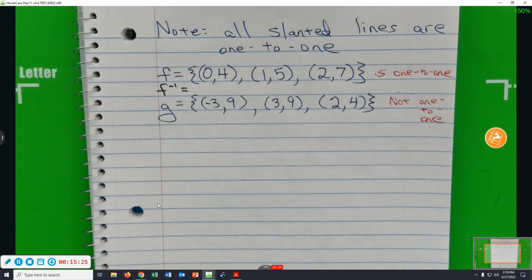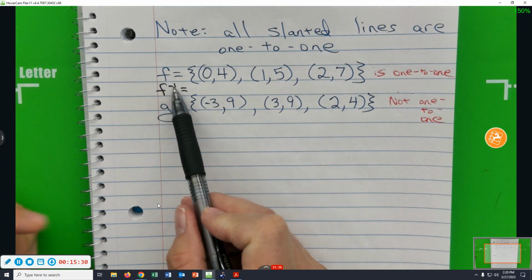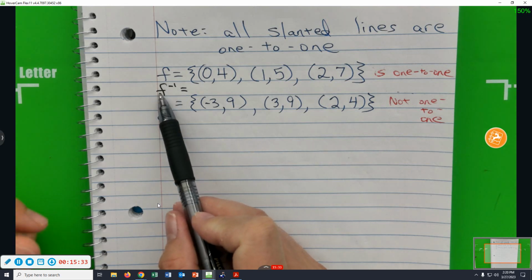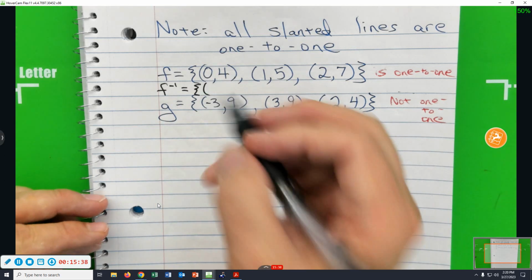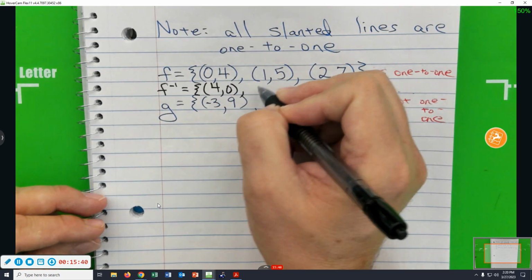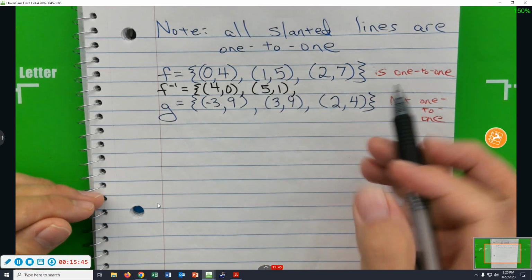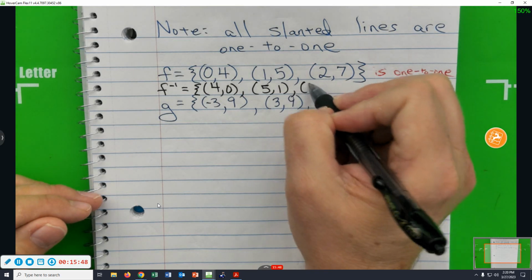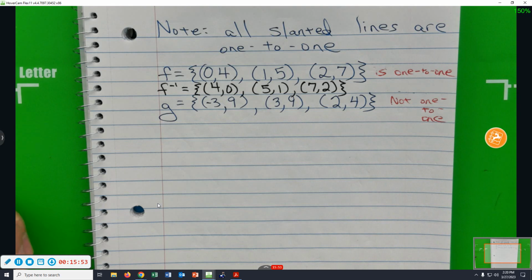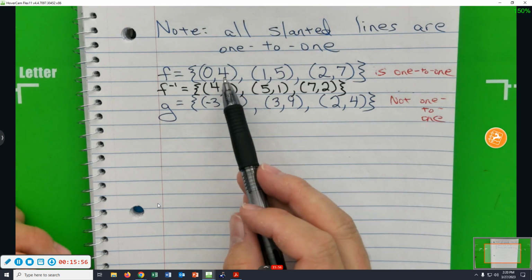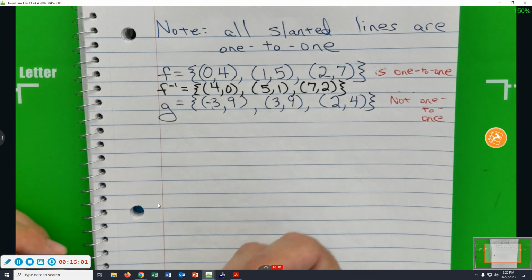That's just saying the set of ordered pairs. F to the negative 1 power is read as the inverse of f, and it's formed by reversing the ordered pairs. (0, 4) becomes (4, 0). (1, 5) becomes (5, 1). (2, 7) becomes (7, 2). All we're doing is just swapping. That's what an inverse means. You're just swapping the x and y values.